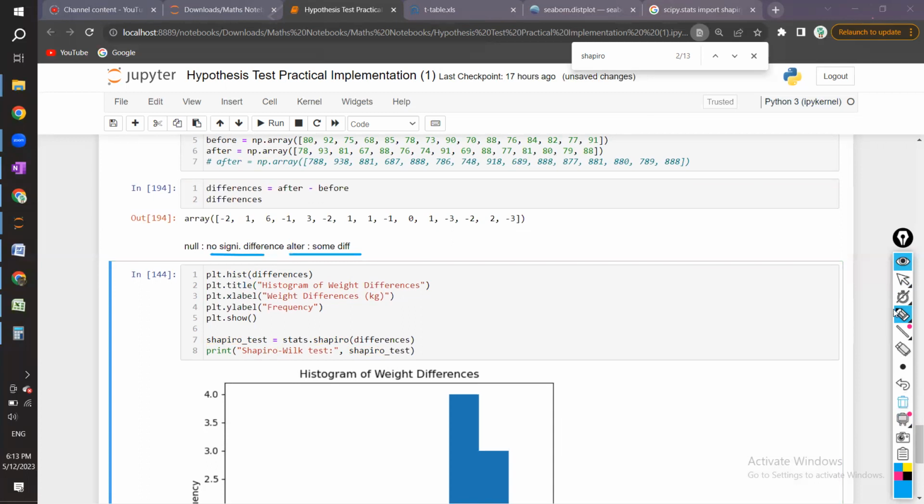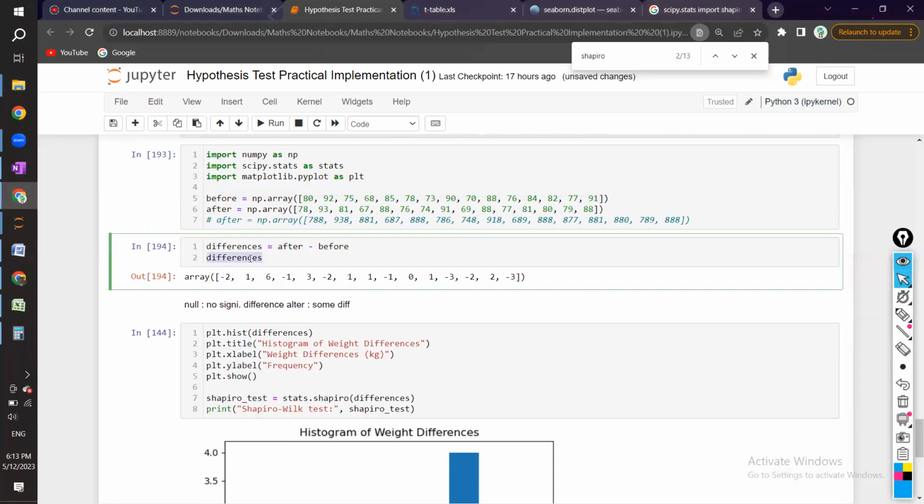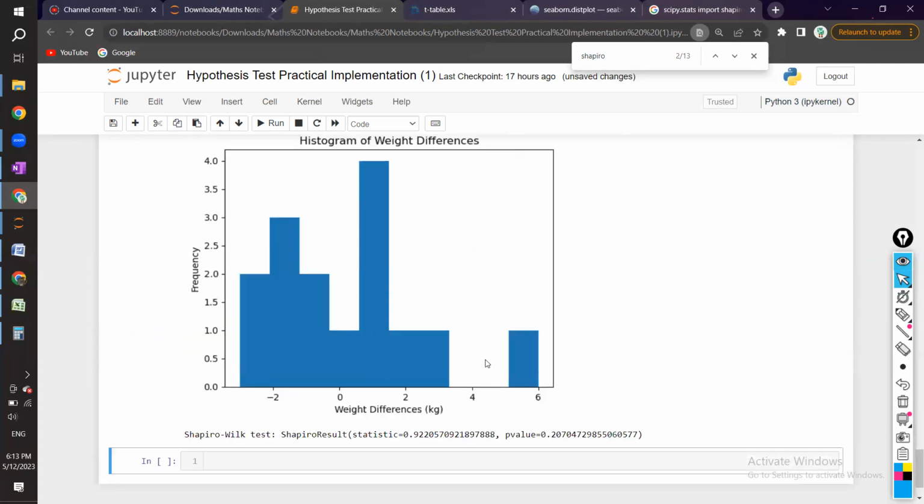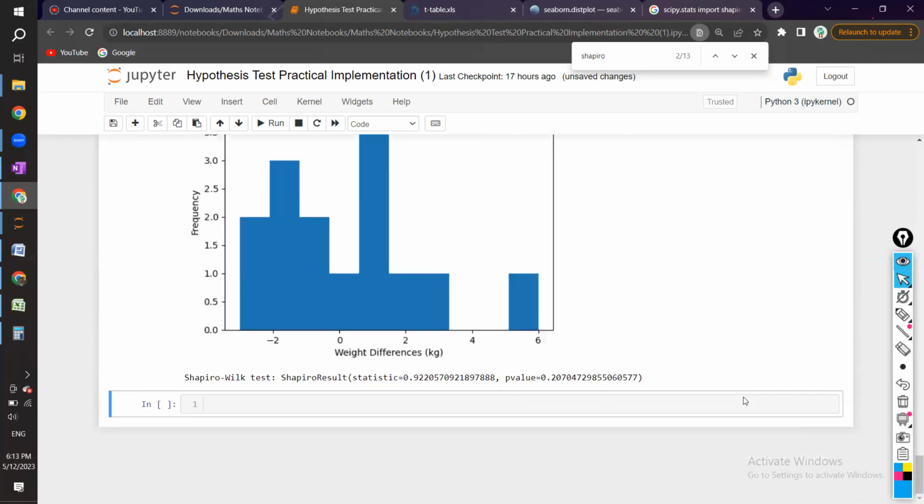Okay, same thing which we are seeing. And what you can do here is you can pass the differences to the Shapiro, stats.shapiro. Based upon the Shapiro value, see here the Shapiro value is 0.02. Okay, 0.02 means what?